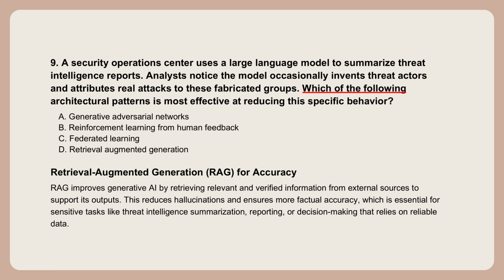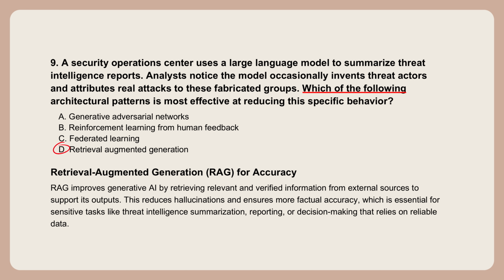And the options. Options are A, generative adversarial networks, B, reinforcement learning from human feedback, C, federated learning, and D, retrieval augmented generation. The answer is D, retrieval augmented generation, which is often abbreviated as RAG. The text explains that RAG forces the model to retrieve real information from external verified sources instead of just guessing based on its internal weights.